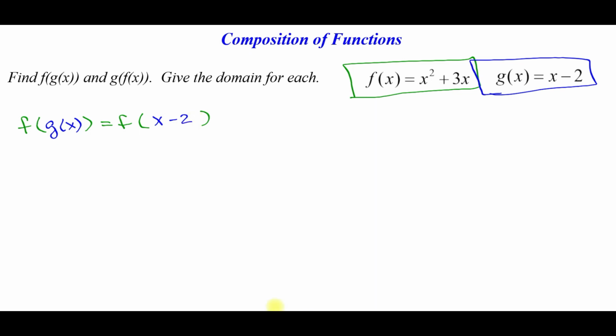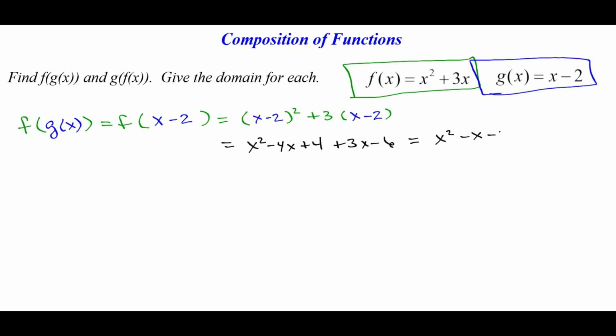Then we're going to write the f function, which says take what's in the parentheses and square that, plus 3 times what's in the parentheses. And currently what's in the parentheses is the x minus 2. So I'm going to put that in both places. Here we're just going to simplify, so x minus 2 quantity squared is going to give us x squared minus 4x plus 4. Distribute over here, so 3x minus 6. Combining our like terms, we're going to get x squared minus x minus 2.